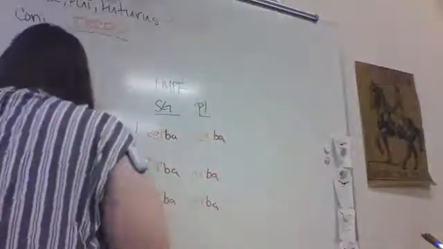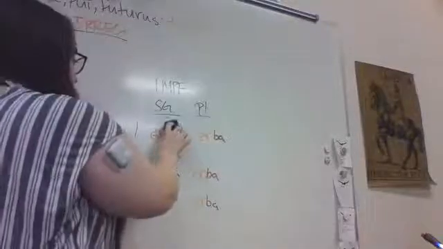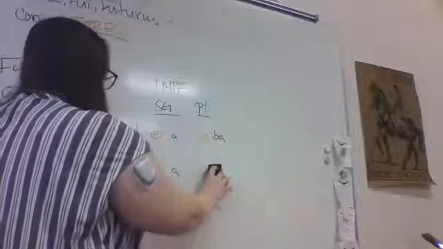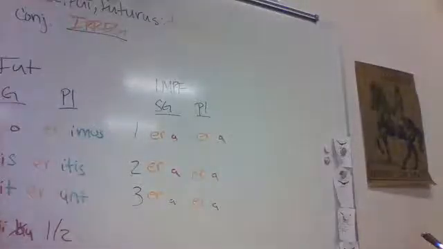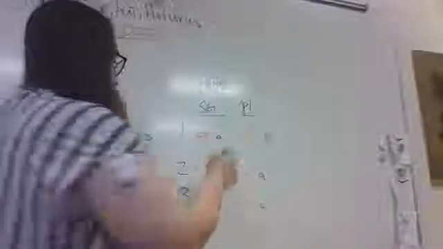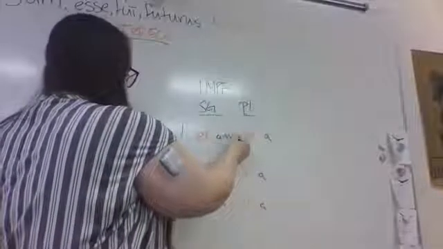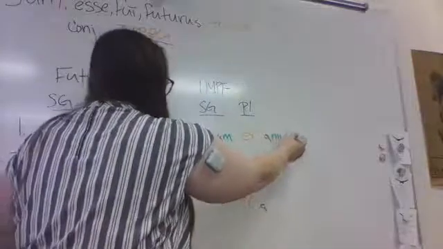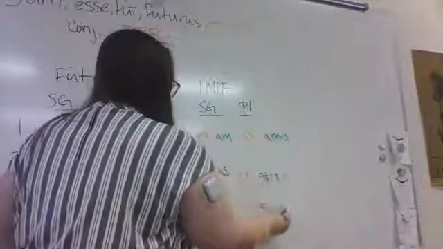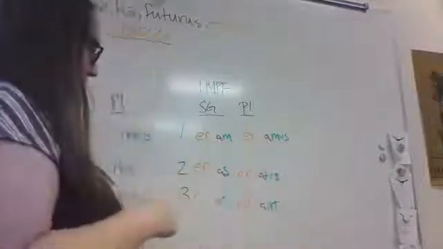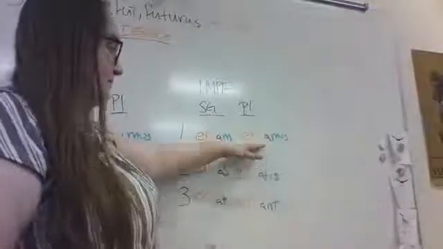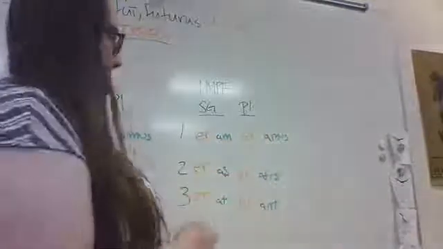But in sum, esse, fui, you take out the B, just like future. And then it's just your personal endings for the imperfect, which are M, S, T, MUS, TIS, and T. So I was, you were, he, she, it was, we were, y'all were, they were.